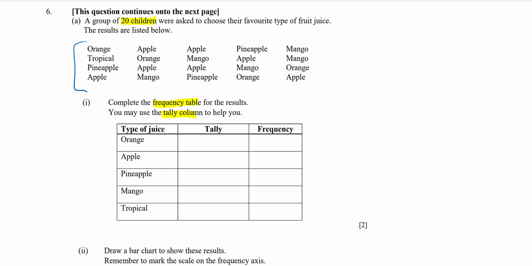So if we start at the top left here with orange, so we've got one orange and then a tropical and then a pineapple and then an apple, then we've got another apple, and we've got an orange and another apple and a mango, another apple, a mango, another apple, so now I've got 5 apples, a pineapple, another pineapple, another apple, a mango, an orange, 2 mangoes, so 4, 5, an orange, and an apple.